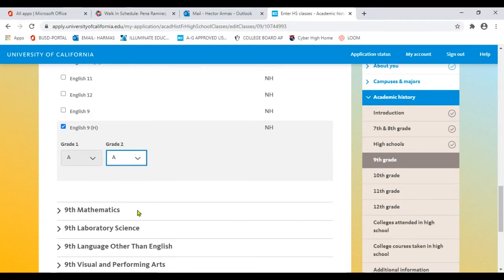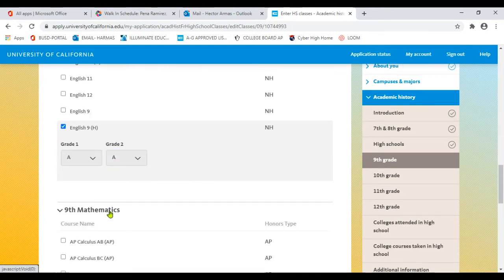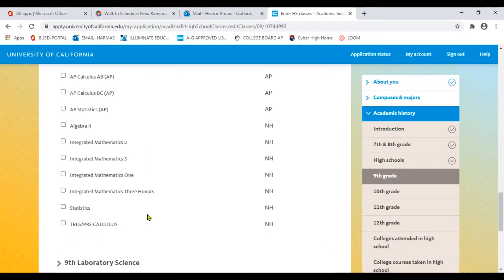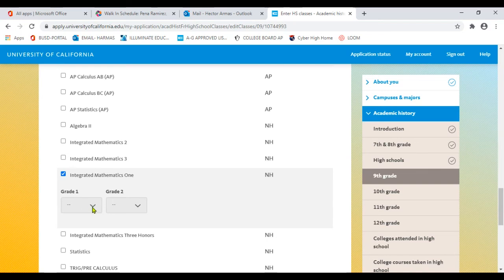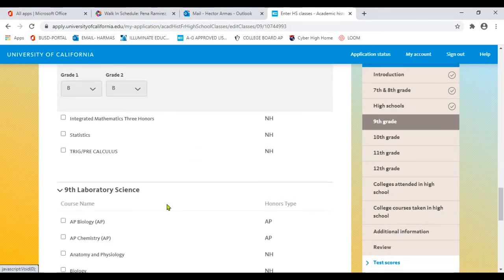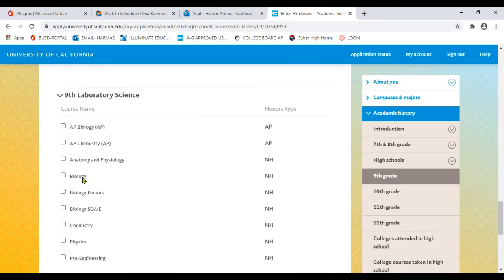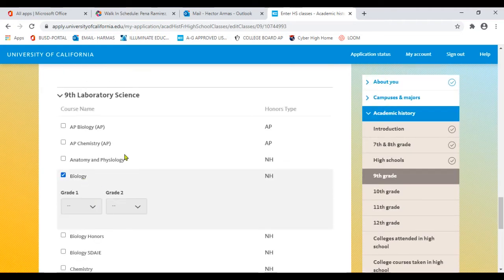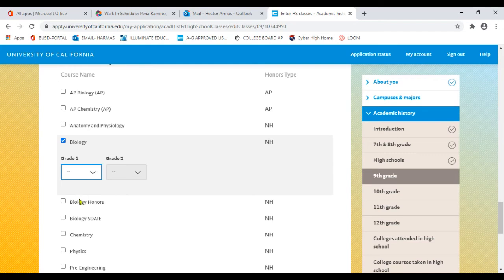Okay. All right. Now we're going to go to mathematics. In mathematics, I took Integrated Math 1. So I'm going to look for Integrated Math 1, and there it is. For Integrated Math 1, I got a B and a B. Okay, I'm going to go to the next class, lab science. When I was a 9th grader, I took biology. So I'm going to put down biology. My grade was an A, and my grade was an A.